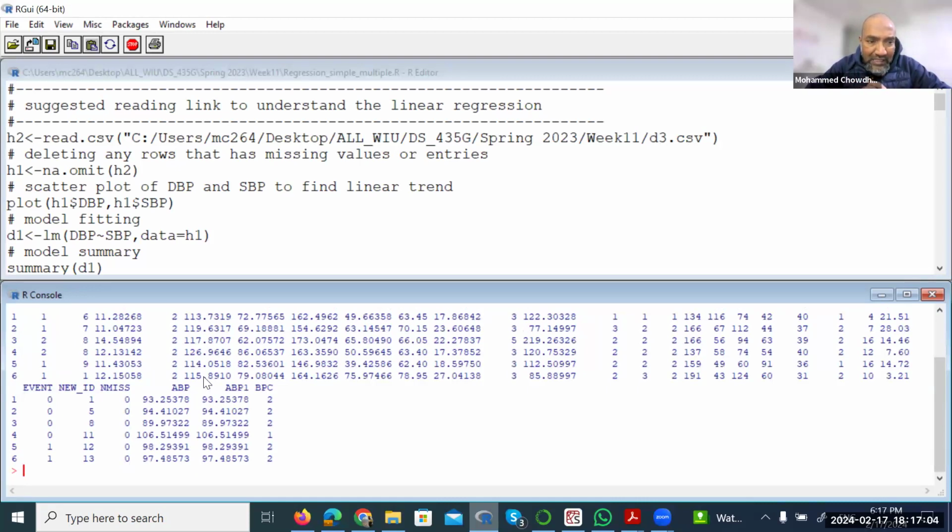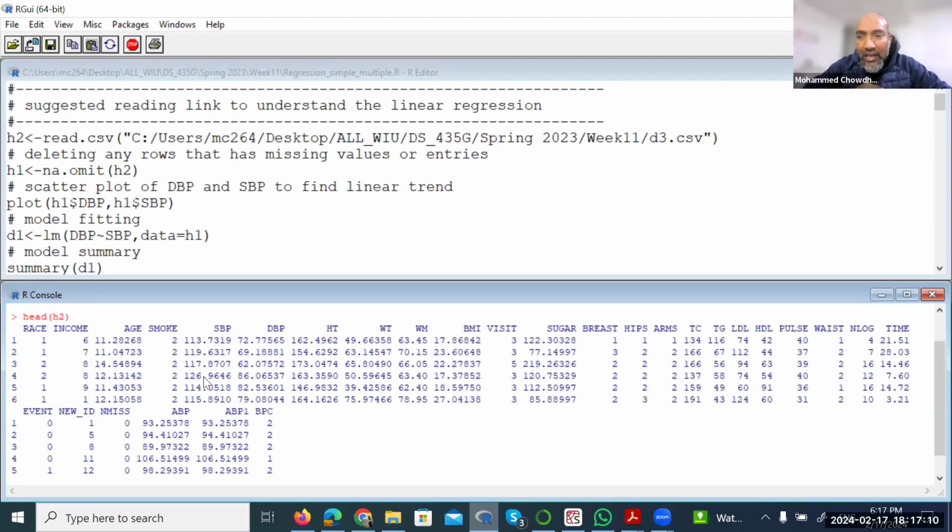But this data has a special characteristic. In this data, the ID is a unique ID. So there is no repeated measurement, because simple and multiple linear regression models are not appropriate for longitudinal data. So that is why from the longitudinal data, we selected the first visit of each person, and then we are going to fit simple and multiple linear regression models on that data. So this data, which is denoted here as H2, does not have repeated measurement.